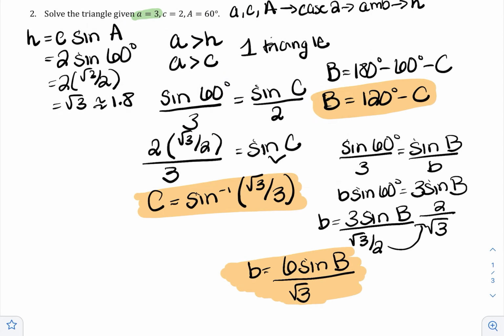So I'm going to find the sine inverse of radical 3 over 3. And I'm going to round to the nearest whole degree. So this is going to be about 35 degrees. And then what I'm going to do is find big B, which is going to be approximately 85. And then for little b, I am going to need a calculator for that. So 6 sine of 85 divided by the square root of 3 is going to give us about 3.5.